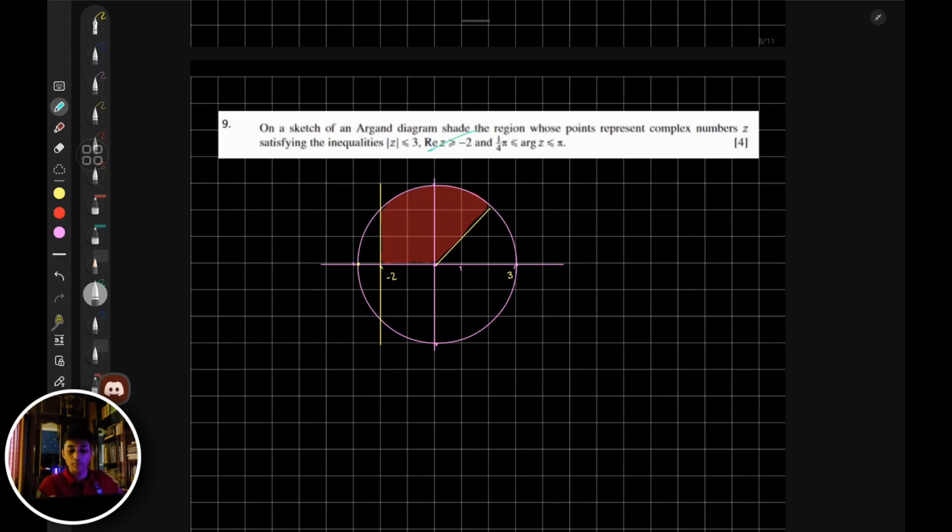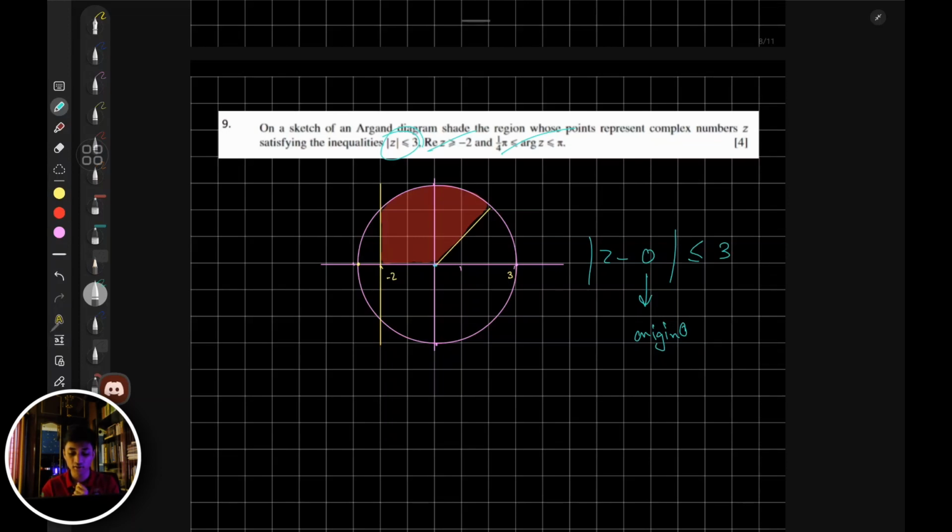Okay, so let's go one by one. Let's start off with modulus of z is less than 3. What does this mean? This means that the distance between the origin, where you can say z minus 0, because there is no other complex number, so this is the origin, and z, the complex number, is always supposed to be less than or equal to 3. If you know that, the first job is to point the origin.